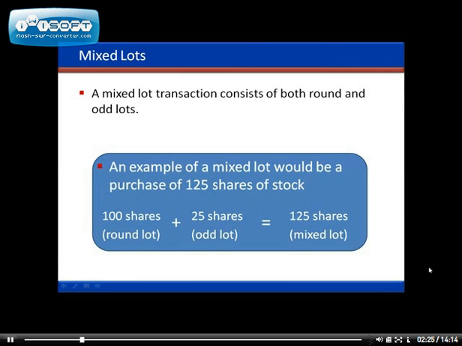Mixed lots. A mixed lot is a transaction that consists of both round and odd lots. An example of a mixed lot would be a purchase of 125 shares of stock. It includes a round lot, which is a block of 100 shares, and then it has an additional 25 shares, which is an odd lot. And hence, since it's a mixture of a round lot and an odd lot, it's called a mixed lot.